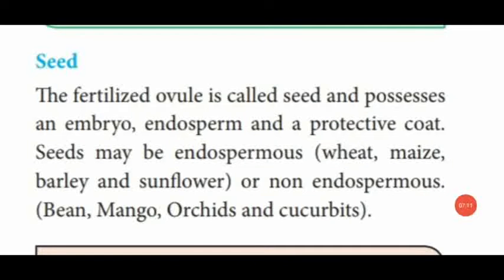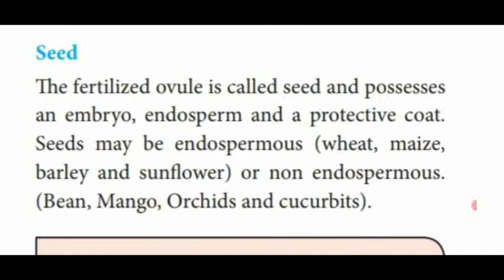Dear students, now we are going to see the structure of a seed. It is a post-fertilization change of an ovule which is present inside the ovary. This ovule afterwards is modified into a seed, and the seed contains the embryo, endosperm and the outer protective coat. So the seed is also divided into two types due to the presence of endosperm.